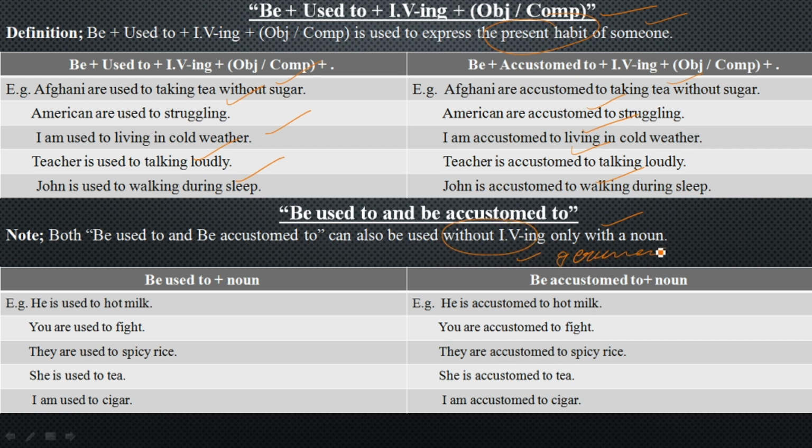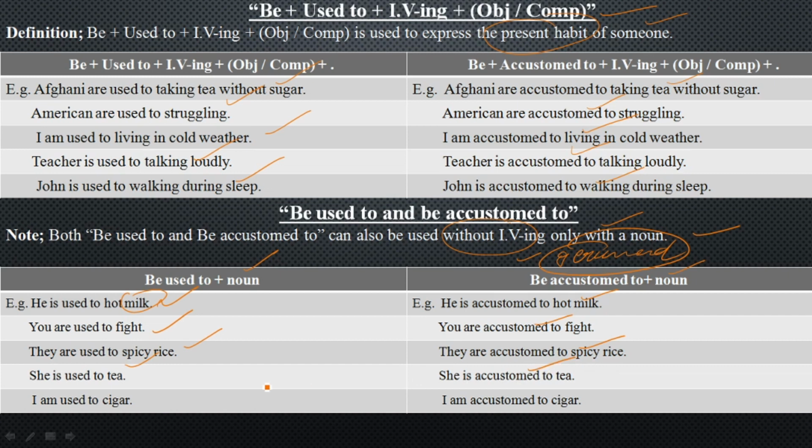As we start the lecture of gerund, we will also discuss what gerund and participle is. Be used to plus noun and be accustomed to plus noun. He is used to oat milk, and here oat milk is your noun, and he is accustomed to oat milk. You are used to fight. You are accustomed to fight. They are used to spicy rice. They are accustomed to spicy rice. She is used to tea. She is accustomed to tea.